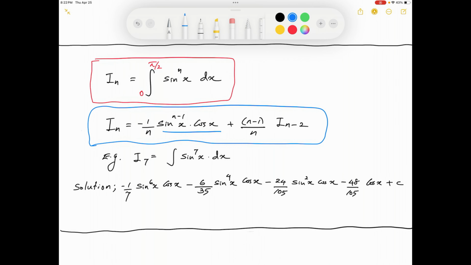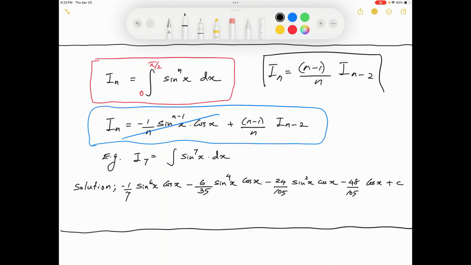That is because if you put pi over 2 into this part, we know cosine pi over 2 is 0. Therefore, all of that term will be equal to 0 when the upper limit is substituted. Similarly, if you substitute 0, which is the lower limit of this definite integral, we know sine 0 is equal to 0. Therefore, all of this term will be equal to 0 for the lower limit as well. For both upper and lower limits, if this term is equal to 0, then our reduction formula reduces to a finer formula as I sub n being equal to n minus 1 over n times I sub n minus 2.